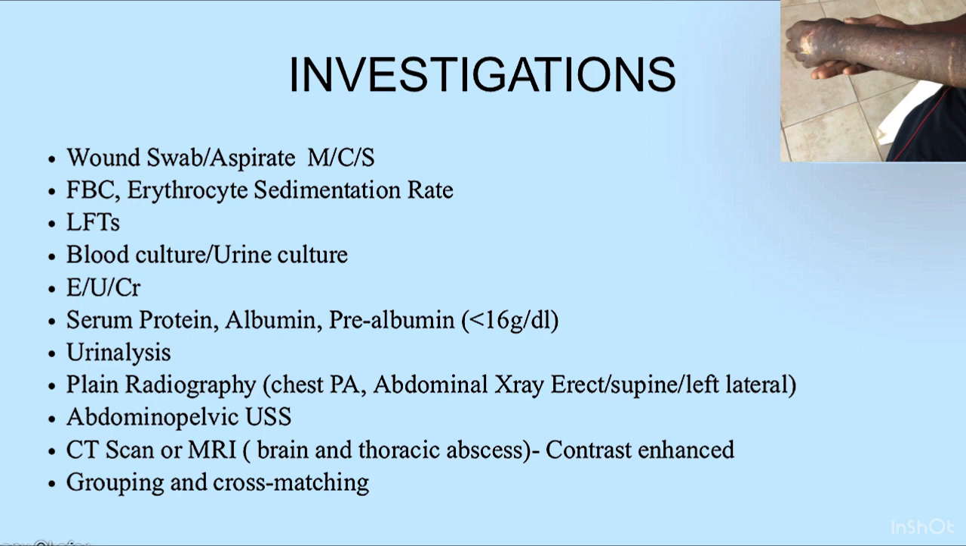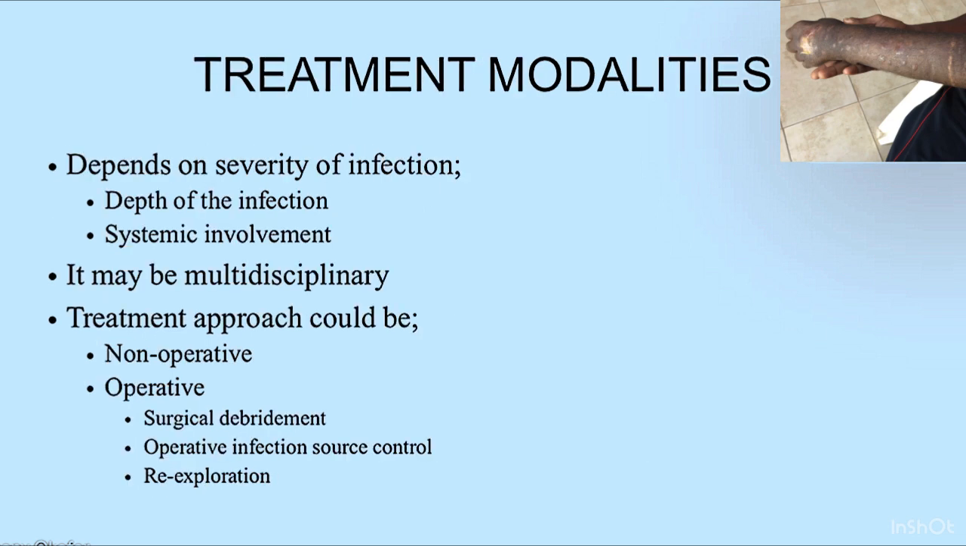Then we have some radiological investigations that can be done depending on the site of the surgical site infection. So we have plain radiography; chest X-ray can be done for surgical site infection involving the thorax. We have abdominal X-ray, erect, supine and left lateral. Abdominal ultrasound scan, also a CT scan or MRI can be done in patients with brain abscesses or thoracic abscess. And then you want to group and cross-match in cases where patients would need blood transfusion from the anemia.